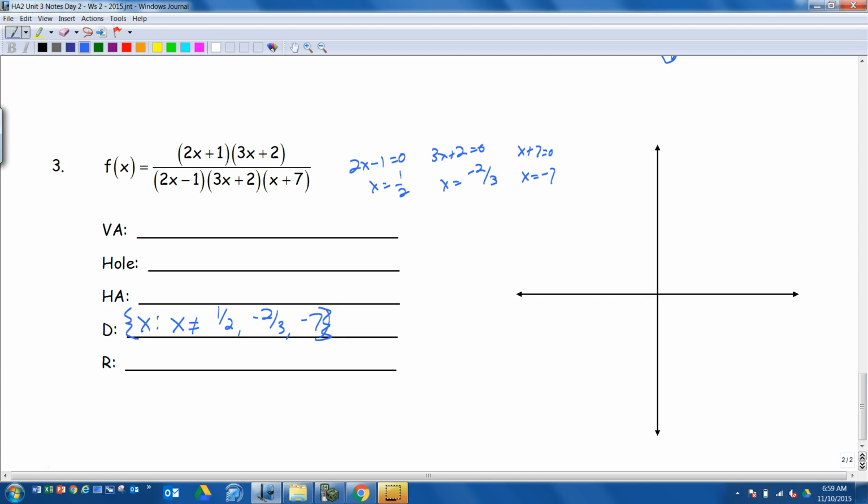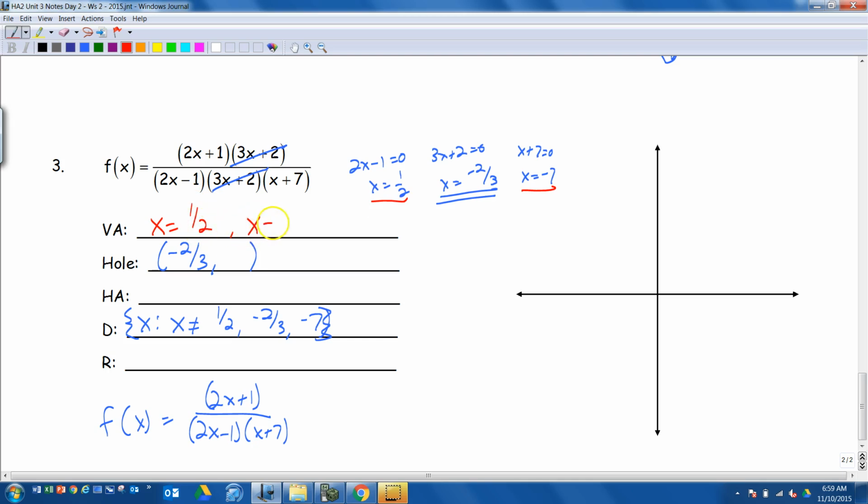Next thing you do is cancel something out if they cancel. So here we go. So the simplified form is 2x plus 1 over 2x minus 1 and x plus 7. Okay, now because we canceled that out, that domain restriction, this is the one that was canceled out. That's our x coordinate of our hole. We have to find the y coordinate. And our vertical asymptotes are the things that are left over. X equals 1/2 and x equals negative 7.